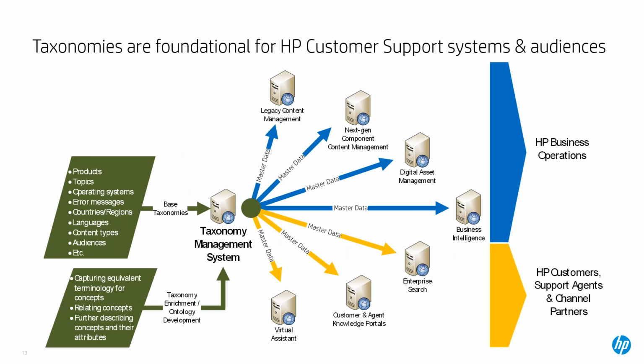So this is a diagram of an overview of how our taxonomy management system, enabled by Semaphore, is in use across HP customer support systems and audiences. It's very much become the center of the universe for our content publishing systems as it relates to master data needs. Many of the taxonomies adopted and adapted existing frameworks, such as the framework representing HP products, right?